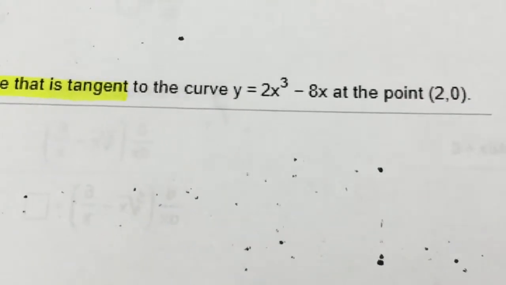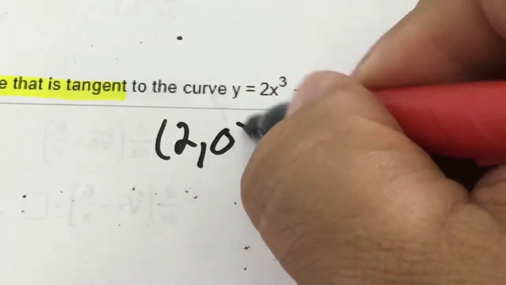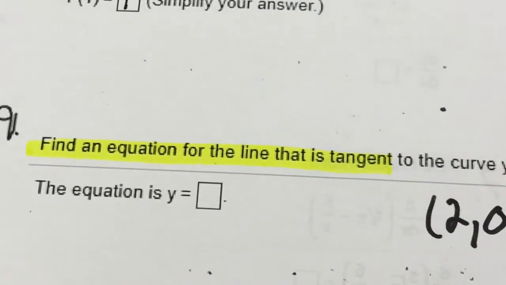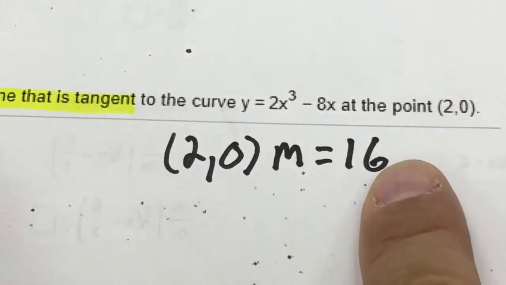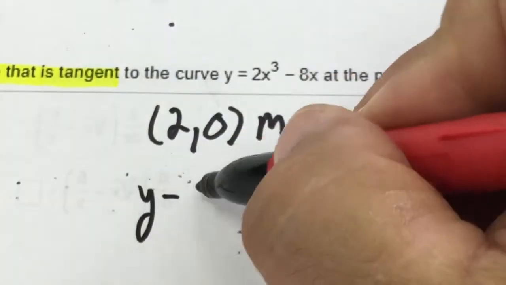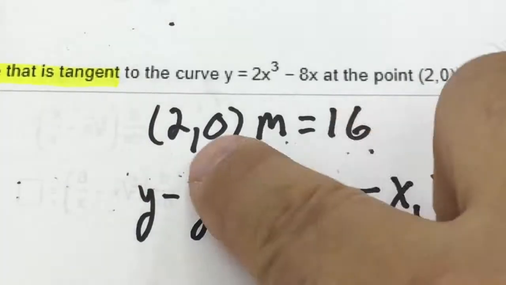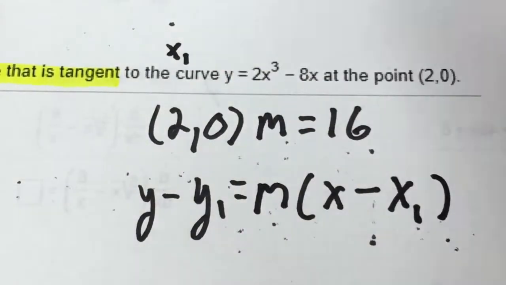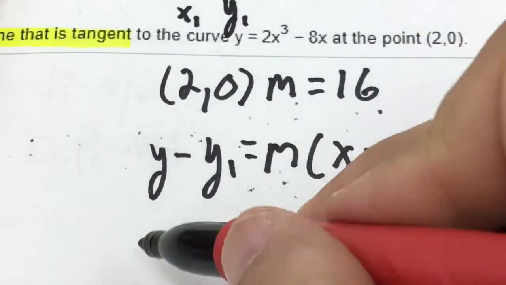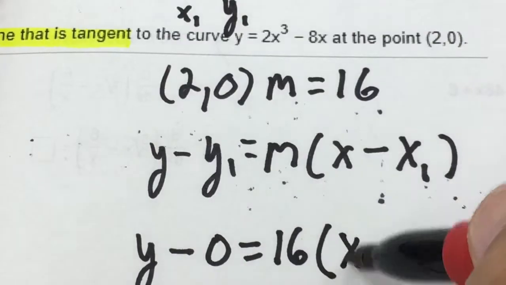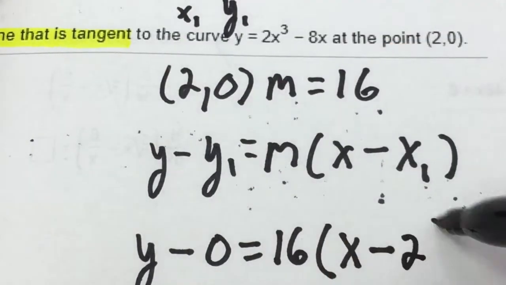So, I have a point, 2, 0. I have a slope, 16. And I want to find the equation for the line that touches that point whose slope is 16. So I'm going to use this equation, y minus y sub 1 equals m times x minus x sub 1. Now, for this particular problem, my 2 is going to be my x sub 1, my y sub 1 is going to be 0. So that's going to give me y minus 0 equals my slope or derivative, 16, times x minus that x sub 1 value 2.